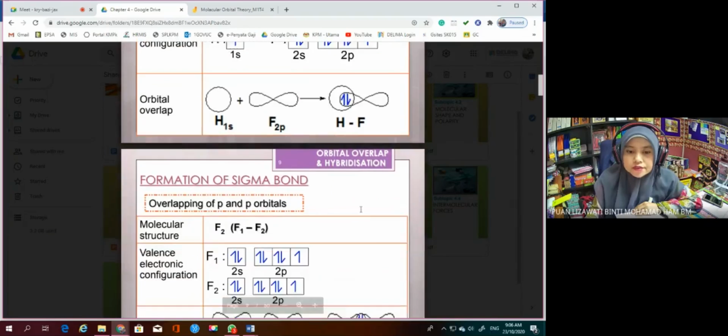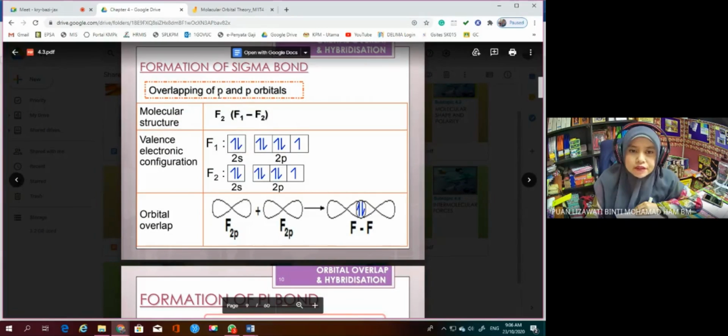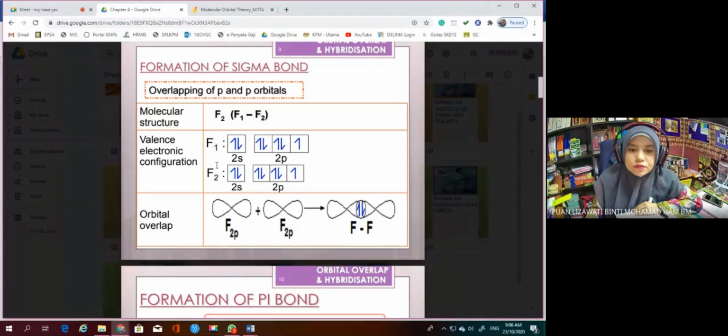Another example can happen between overlapping p orbital and p orbital, for example the F2 molecule. Both F atoms need one more electron to achieve octet. If you look, everything is full: 2s is full, 2p has two full orbitals, and the one that is not full, the empty one, is at the end. So that end will overlap. The overlapping occurs between 2p and 2p, and it must occur end to end in order to form sigma bond.